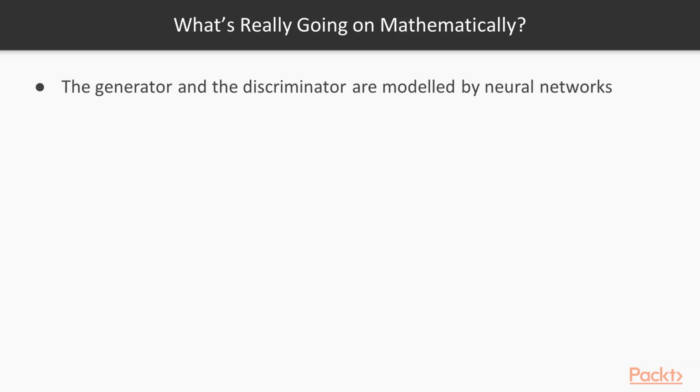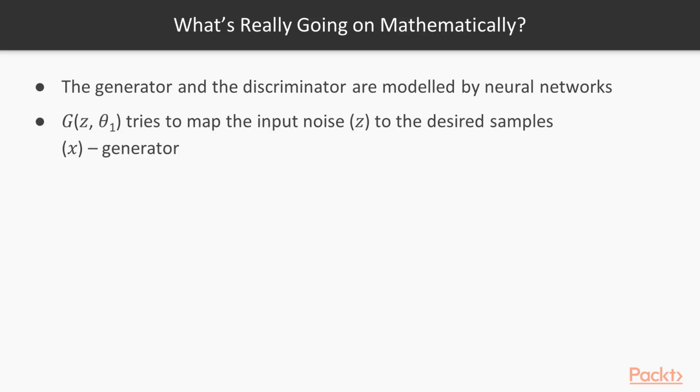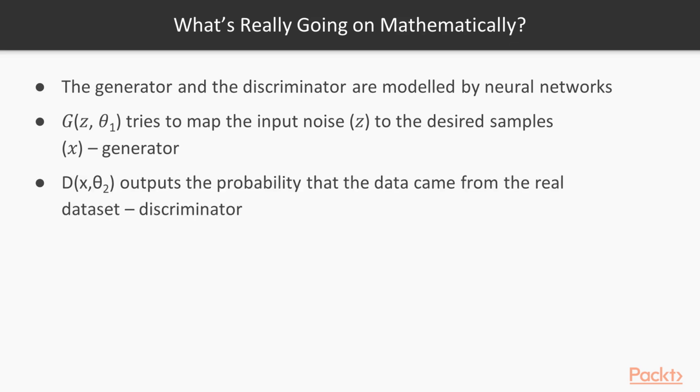The generator and the discriminator are modeled by neural networks. A neural network, G of Z and theta 1, tries to map the input Z to the desired samples X. The input Z is the noise. A neural network D of X and theta 2 outputs the probability that the data came from the real dataset. Keep in mind that G is the generator and D is the discriminator.